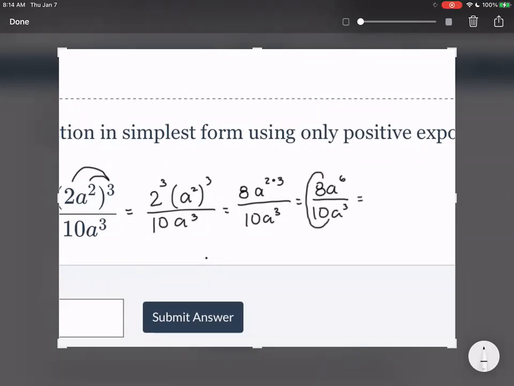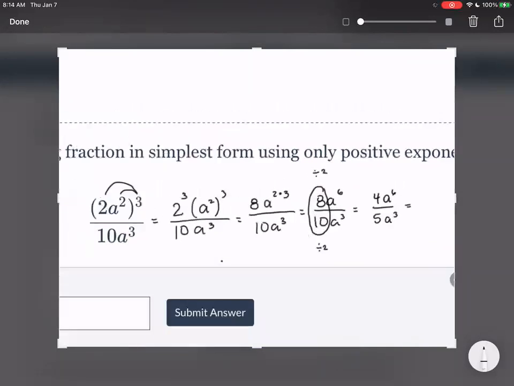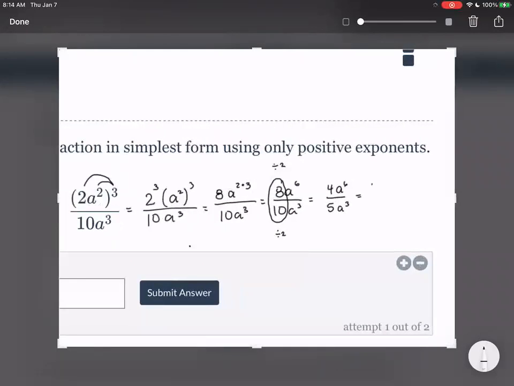Let's simplify the 8 over 10. Both of these are divisible by 2, so that gives us 4 over 5. And then we still have our a to the 6 over a to the 3. So then with our 4 over 5, that stays the same. Now let's deal with our a to the 6 over a to the 3. A to the power of 6 minus 3, top exponent minus bottom exponent. And that gives us 4/5 a to the power of 3. And that would be our final answer.